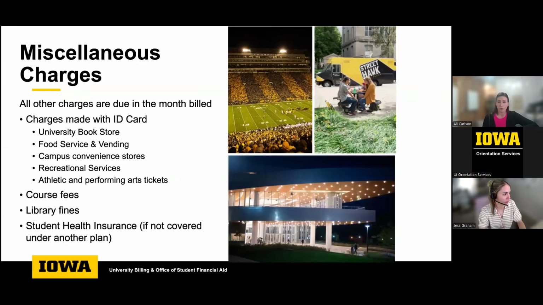And it is important to note that the only charges that can be deferred in those first 3 months are the tuition and fees, housing, and meal plan or contract charges. Anything else that is billed to the account is due in the month that it's billed. So this could include any charges that your student makes to their Iowa One card. It could be books at the bookstore, different convenience stores on campus, performing arts and athletic tickets, even course fees and library fines, things of that nature, all considered miscellaneous.